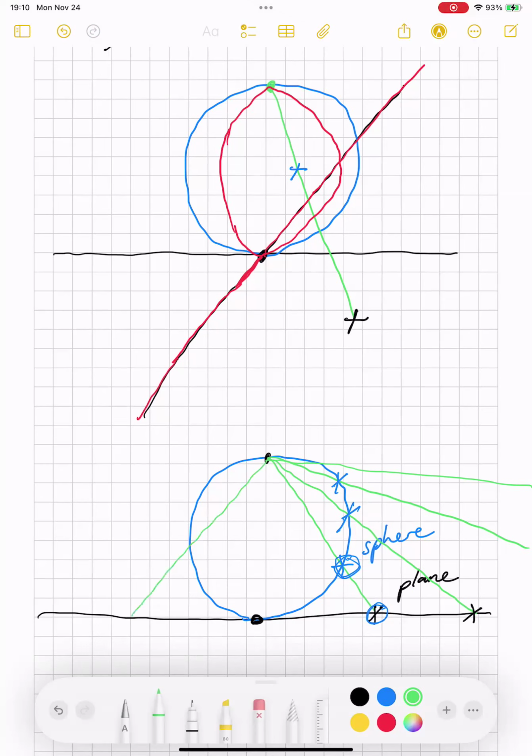Okay, so as I move further and further along the plane, I get higher and higher on the sphere. And that's what's happening with this red line. As we move out along the red line on the plane, the red line on the sphere inches up towards the North Pole.